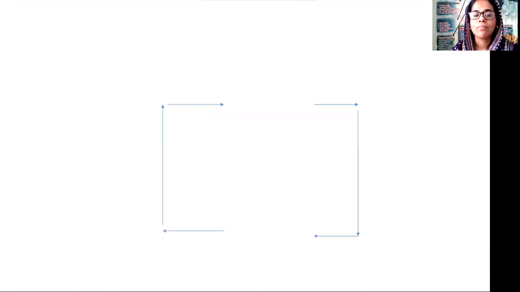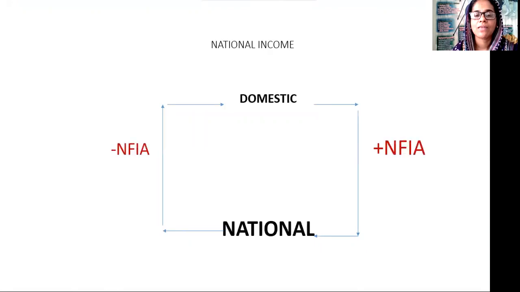Next concept is domestic income and national income. The difference between domestic income and national income is NFIA, net factor income from abroad. In order to make domestic to national, we have to add NFIA, and to make national to domestic, we have to deduct NFIA. NFIA is defined as income received from abroad and income paid to abroad, the difference between the income received and income paid to abroad.